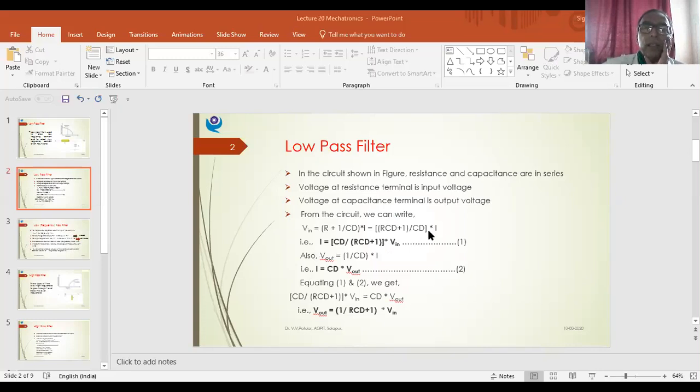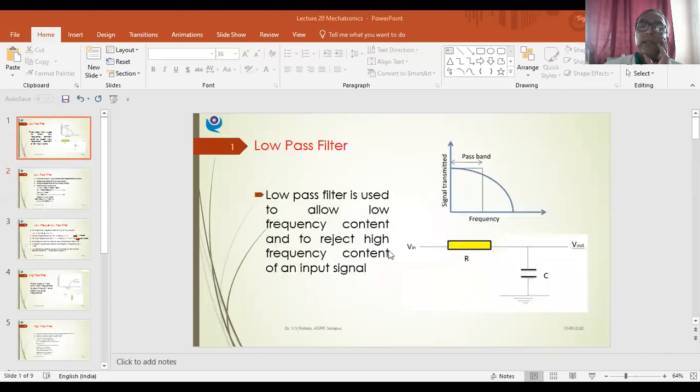Let us solve this for I. I will be equal to, this CD will go here. So that is CD, V in is commonly taken out. CD in the denominator is taken up, so CD divided by RCD plus 1 will go to the denominator. CD upon RCD plus 1, the entire bracket multiplied by V in. That's why I'm telling you, take a piece of paper, write down the equation, simplify. So this is my first equation for the left hand part of the circuit, isn't it? Left part of the circuit.